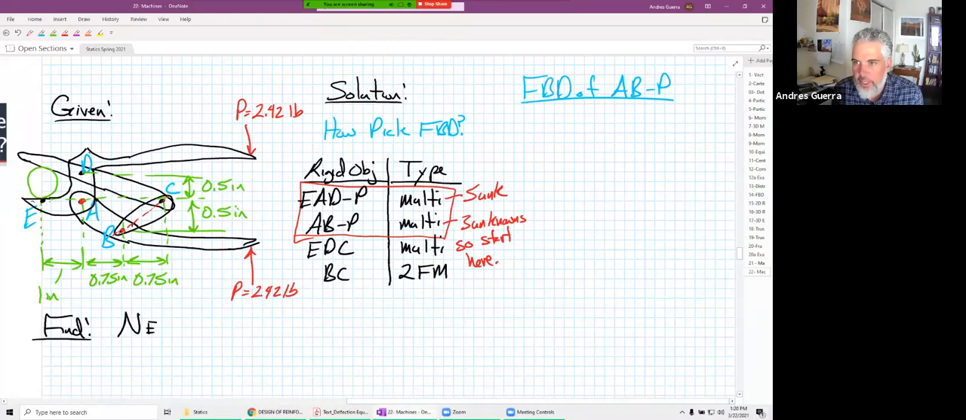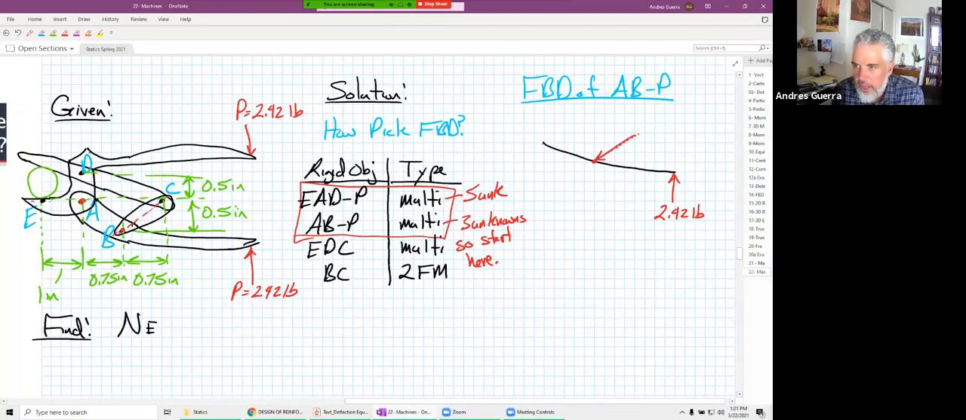And so let's see, what is this FBD going to look like? The handle kind of curves like this. I'm not super worried about getting it absolutely accurate there. We have our 2.42 pounds acting right there. Point B, we can say, is about right there. And there's our line of action right there.